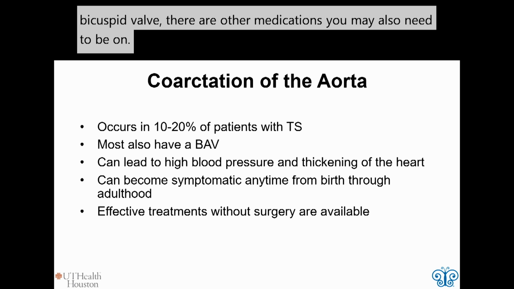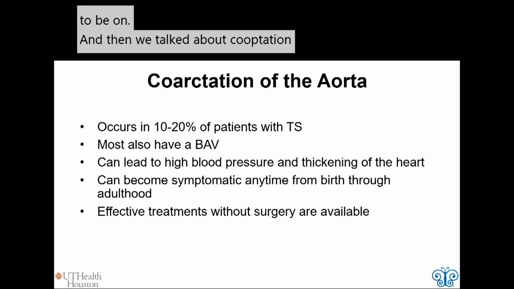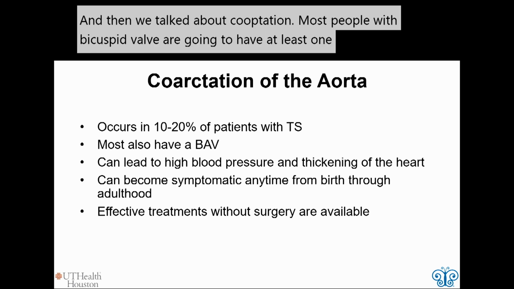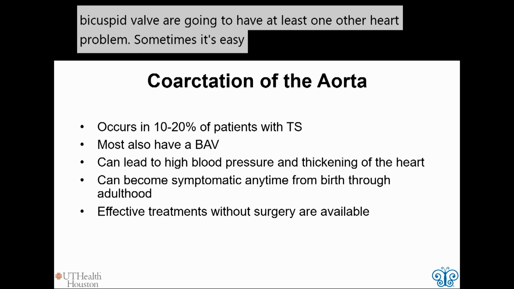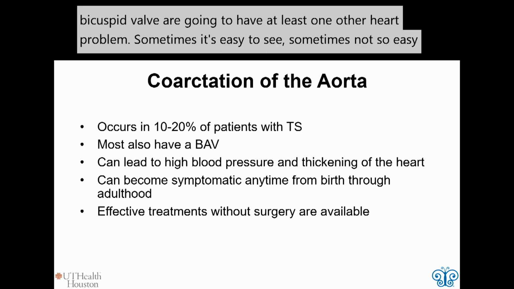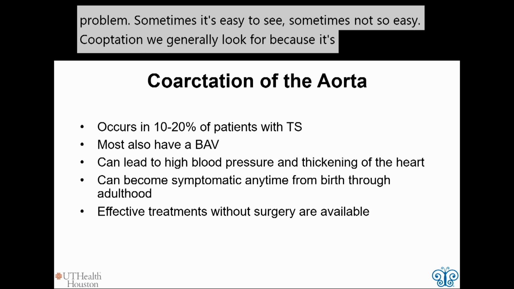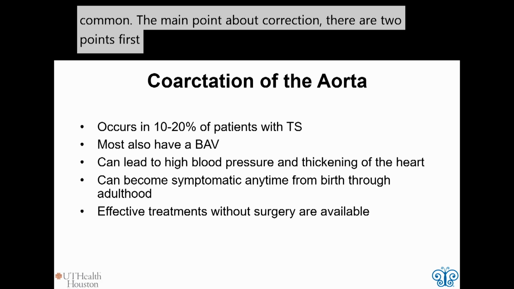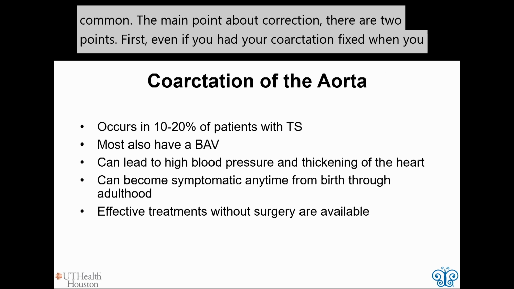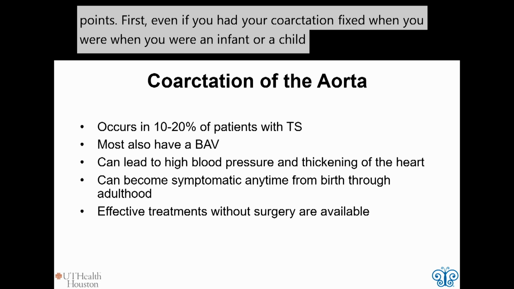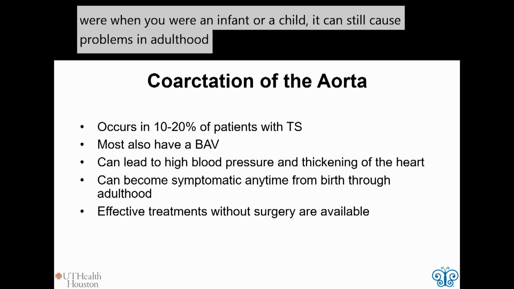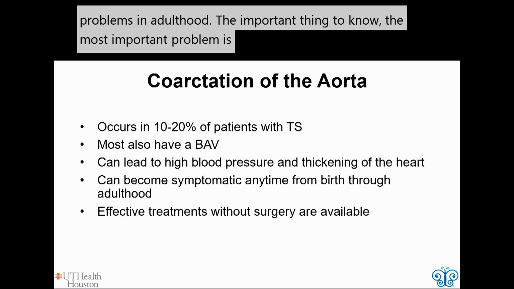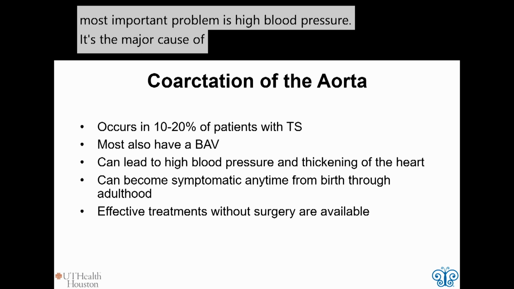And then we talked about coarctation. Most people with bicuspid valve are going to have at least one other heart problem. Sometimes it's easy to see, sometimes not so easy. Coarctation we generally look for because it's relatively common. The main point about coarctation, there are 2 points. First, even if you had your coarctation fixed when you were an infant or a child, it can still cause problems in adulthood. The important thing to know, the most important problem is high blood pressure. It's the major cause of high blood pressure in Turner syndrome.